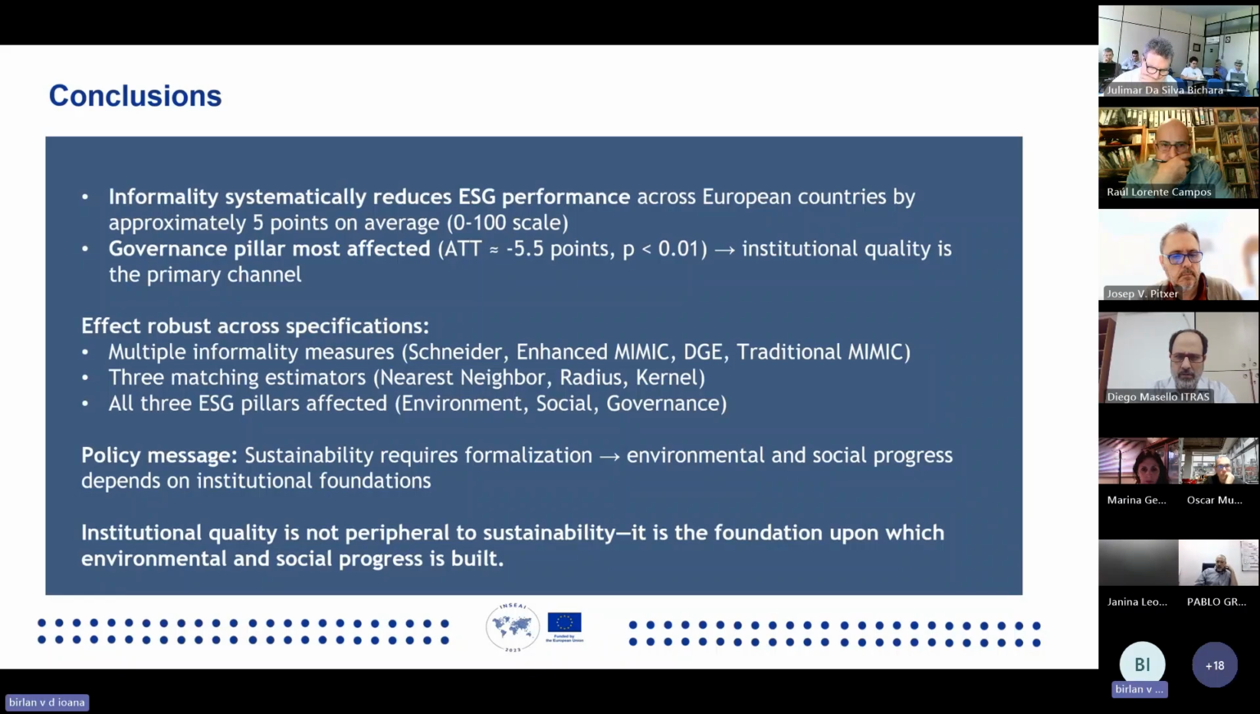We have ensured robustness across the specifications through the different informality measures and through the different matching estimators, and our policy message is that sustainability does require formalization, and that in order for us to have strong institutional foundations, we really need to look at the peripheral sides of sustainability, which in our study was informal structures.